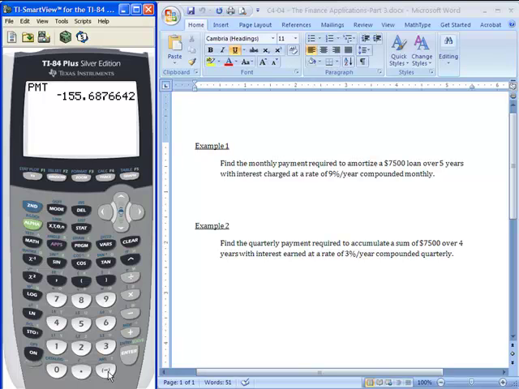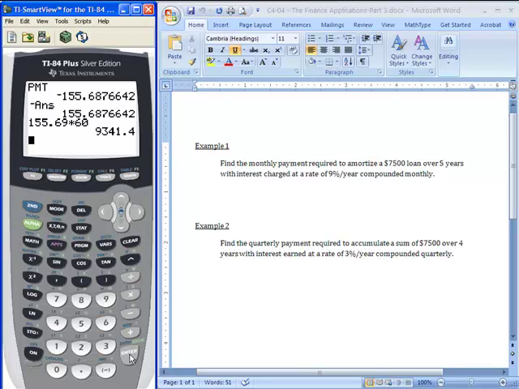If I want that to be positive, I can simply press negative, second, and the negative sign again for second answer, press enter, and I get the positive 155. But let's assume that we make all the payments at 155.69. So I'm going to type that in. And if you remember, we've made a total of 60 such payments. So let's figure out what the total of our payments is.